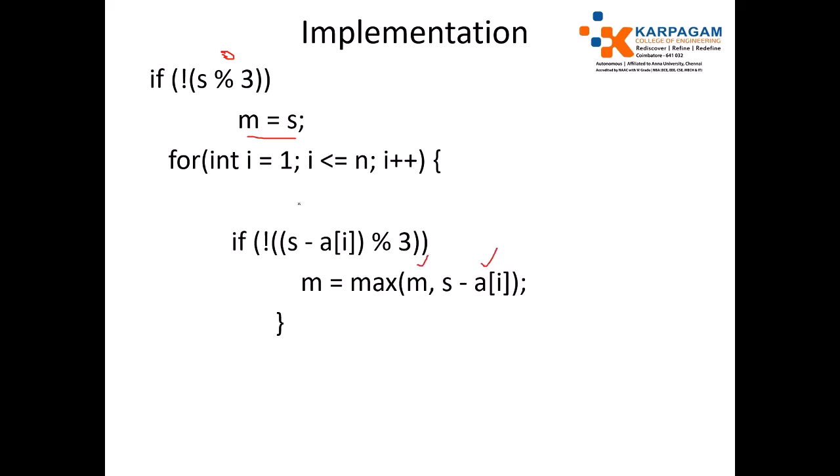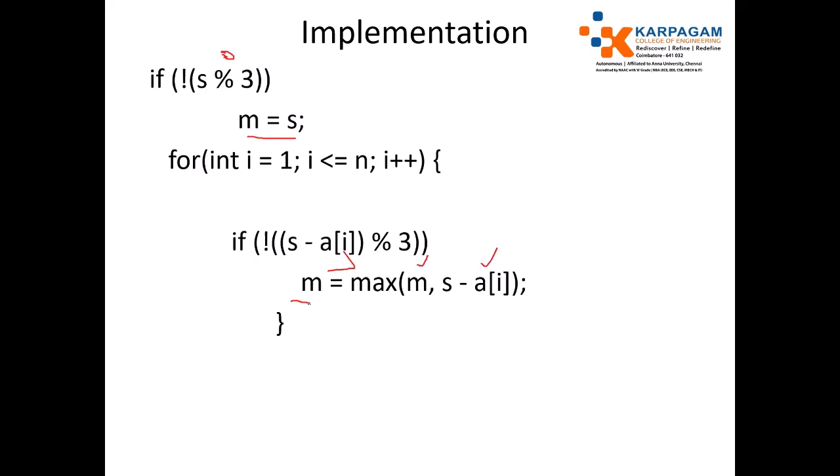For the first iteration, the first position is neglected, to check whether we have a number which is divisible by 3 after excluding the first one. So just find the maximum value every time you remove a value from the array, neglecting or avoiding that variable from the array.